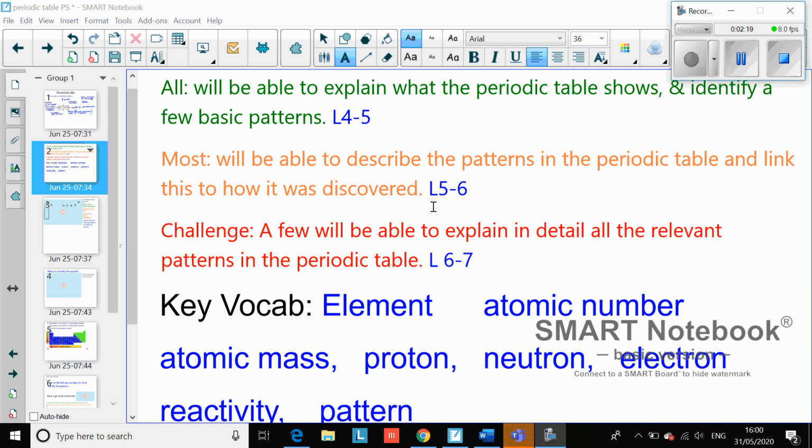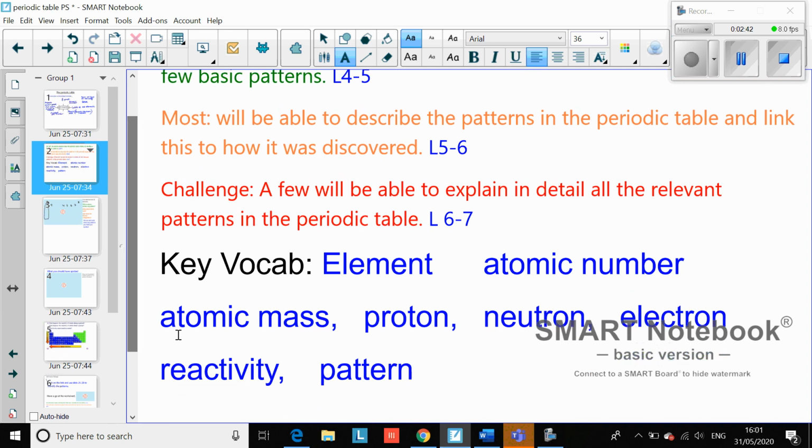So a few key words: element. The periodic table is just the elements. No, it's not compounds. So water is not on the periodic table, and I'll explain why in a minute. Neither is carbon dioxide. Atomic number, something to do there. Atomic mass, partly relevant, but not really. Protons, neutrons, electrons, okay, those are all relevant. Reactivity and pattern, okay. So what I'm going to do is talk you through a few key factors of the periodic table.